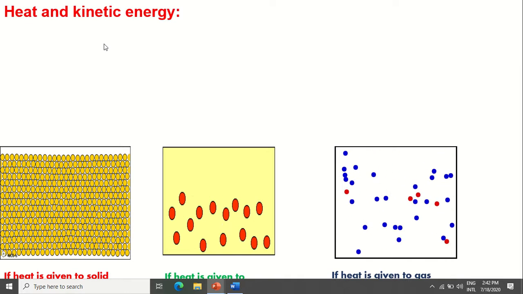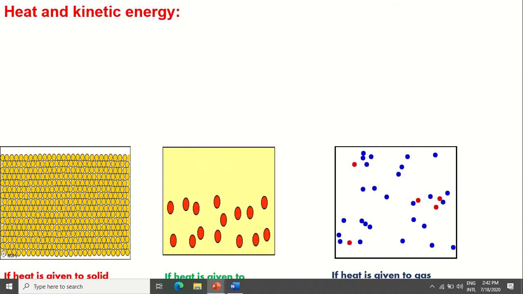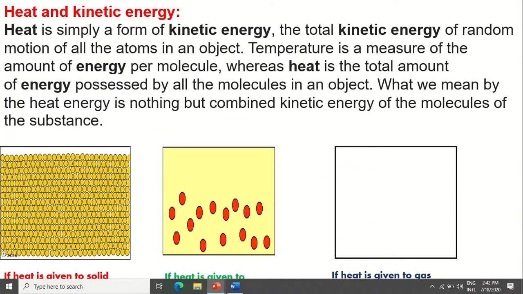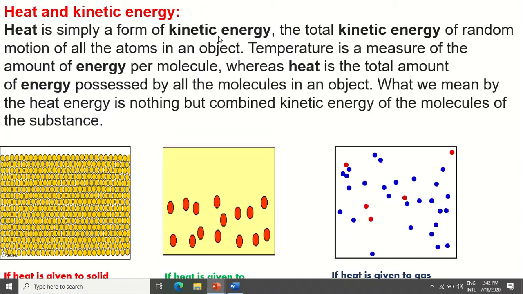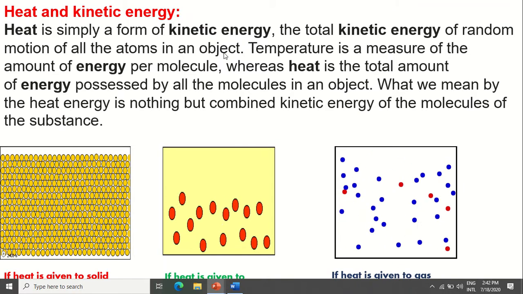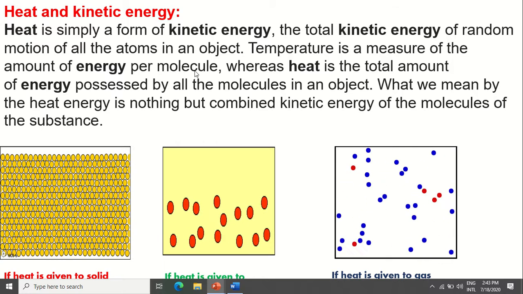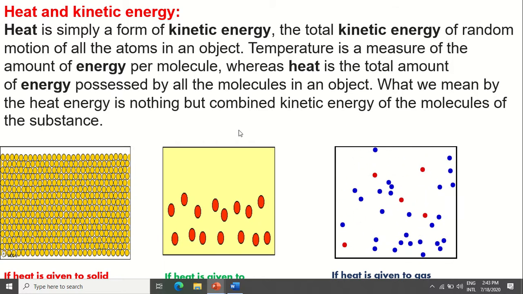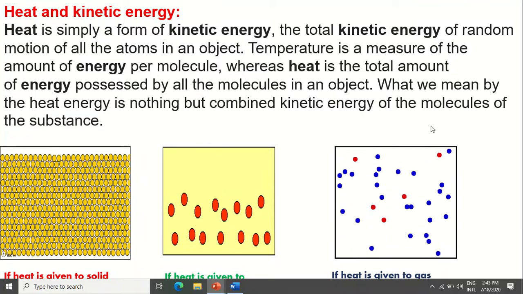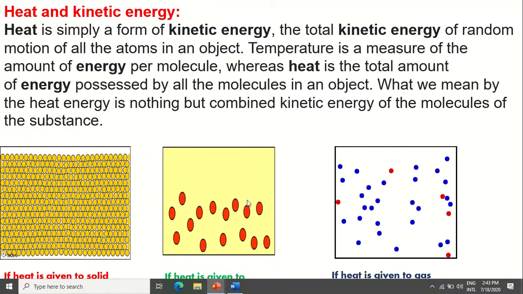Heat and kinetic energies. Heat is another form of kinetic energy. So you can tell heat and kinetic energy has a relation. Heat is simply a form of kinetic energy, the total kinetic energy of random motion of all the atoms in an object. Temperature is a measure of the amount of energy per molecule, whereas heat is the total amount of energy possessed by all the molecules in an object. What we mean by the heat energy is nothing but the combined kinetic energy of the molecules of the substance.